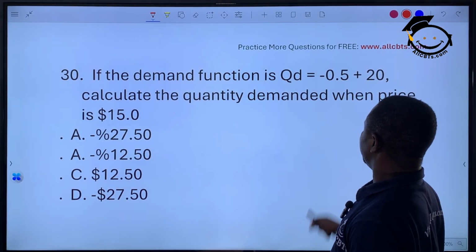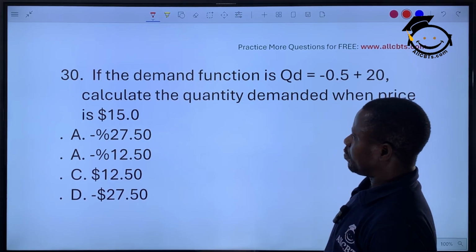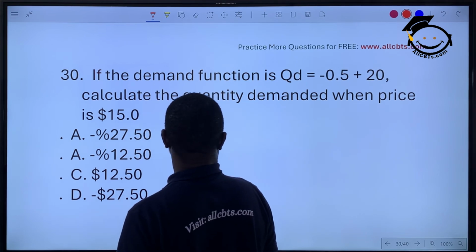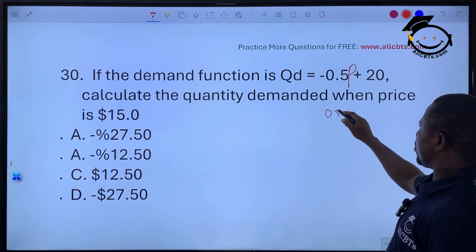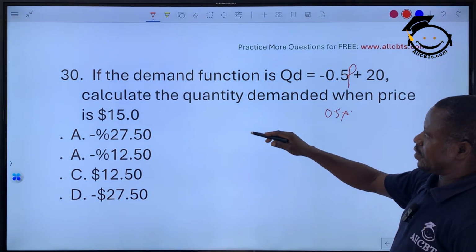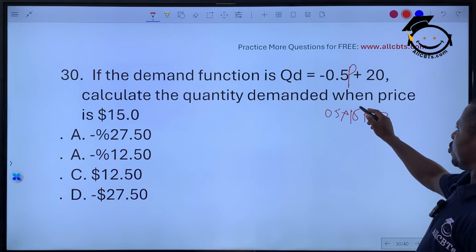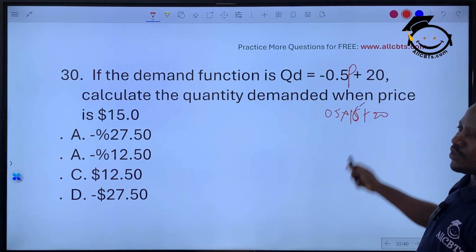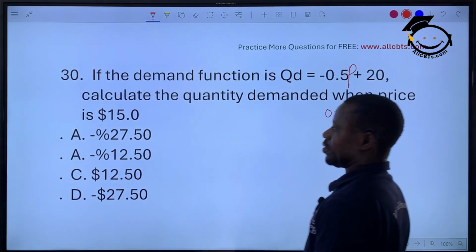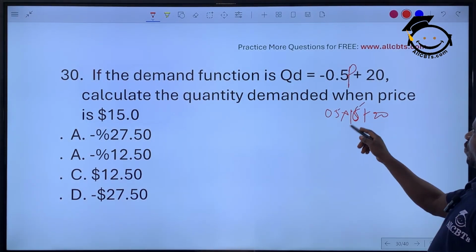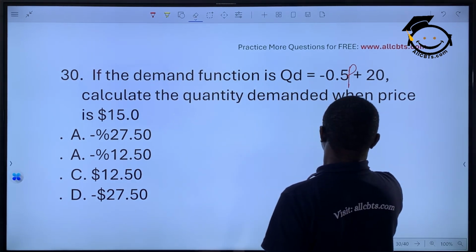If the demand function QD is this plus this, calculate the quantity demanded when price is 15. I think this price should be somewhere here. It should be 0.5 if you have a calculator, times price. What is price? Price is $15. Okay? Plus 20. Can you do this for me? 0.5 times 15. Find the answer and let me know your answer. Let me write it properly for you so that you can see it and do it by yourself.